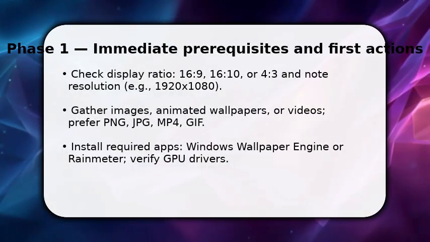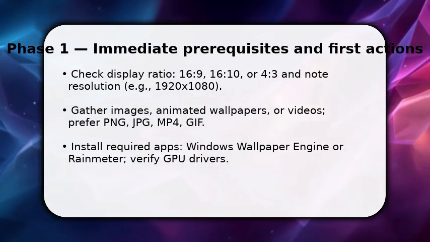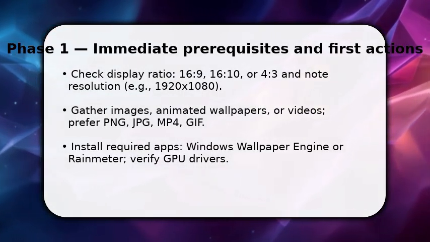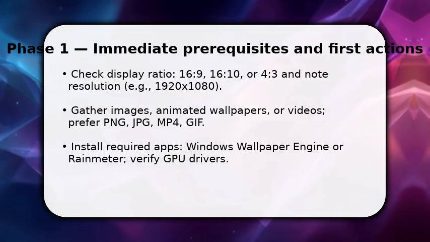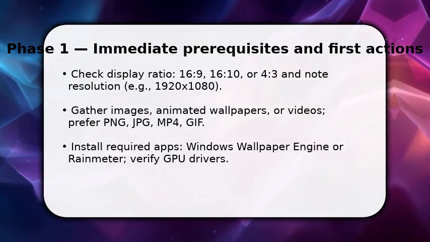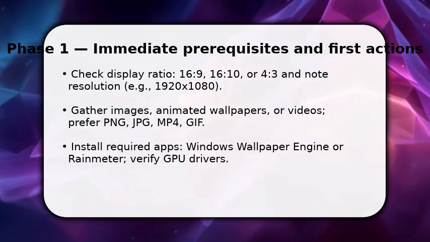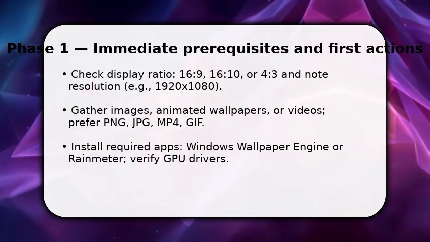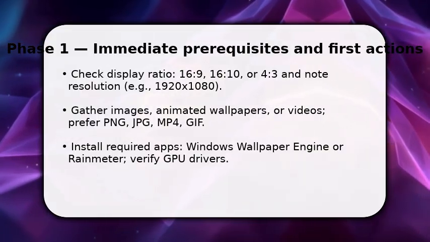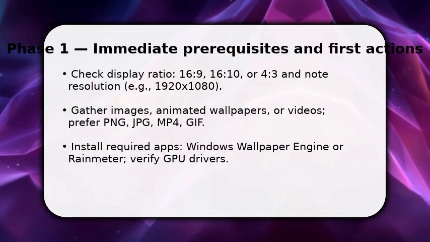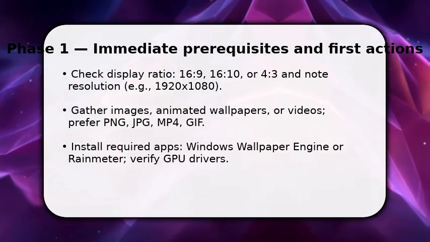You start by picking the right asset and verifying compatibility. Choose an image or motion file that matches your display ratio and resolution so it won't stretch. Next, install the wallpaper tool you prefer, Wallpaper Engine for motion or Rainmeter for layered designs. While installing, make sure GPU drivers are current and close resource-heavy apps to test performance.